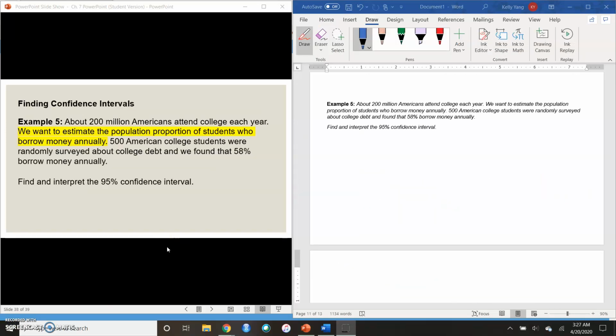Okay, so let's move on to our 5th example. Here we're going to take what we've just learned about confidence intervals and apply it to this problem. We're told that about 200 million Americans attend college each year. We want to estimate the population proportion of students who borrow money annually. 500 American college students were randomly surveyed about college debt and found that 58% of them borrow money annually. The task is to find and interpret the 95% confidence interval.